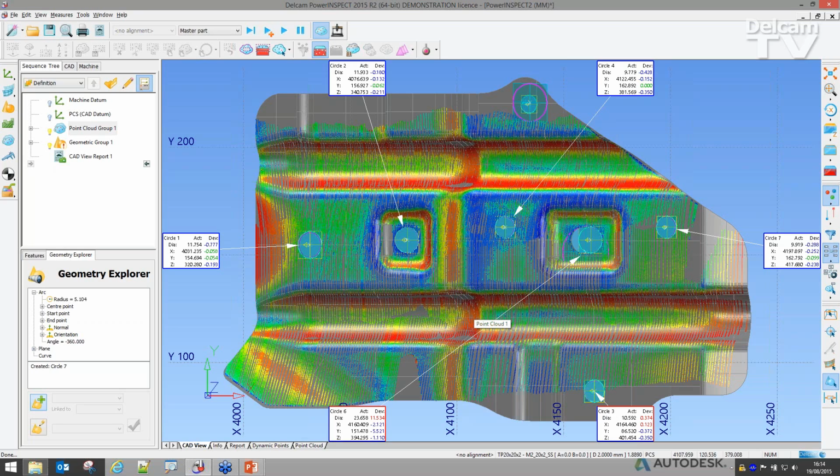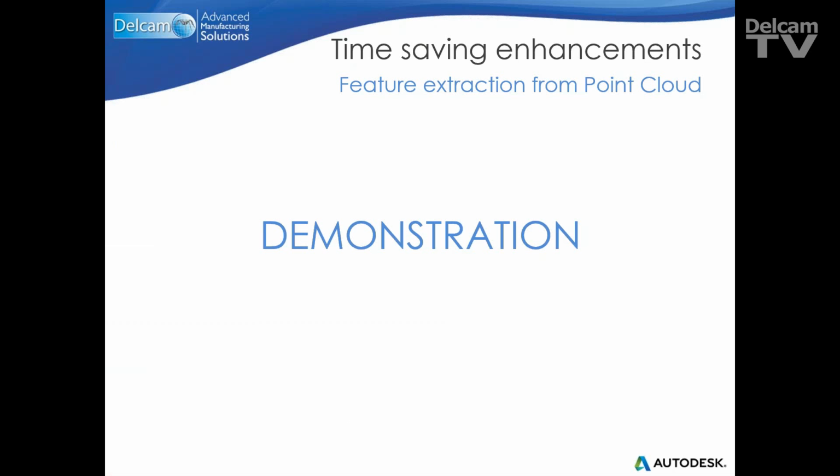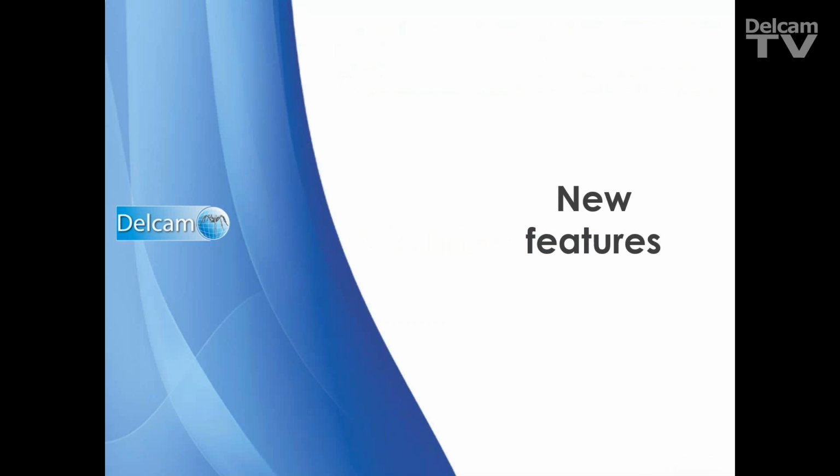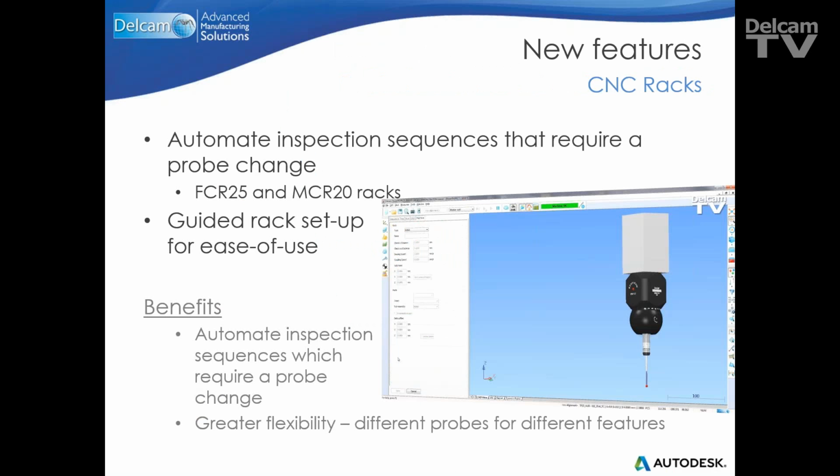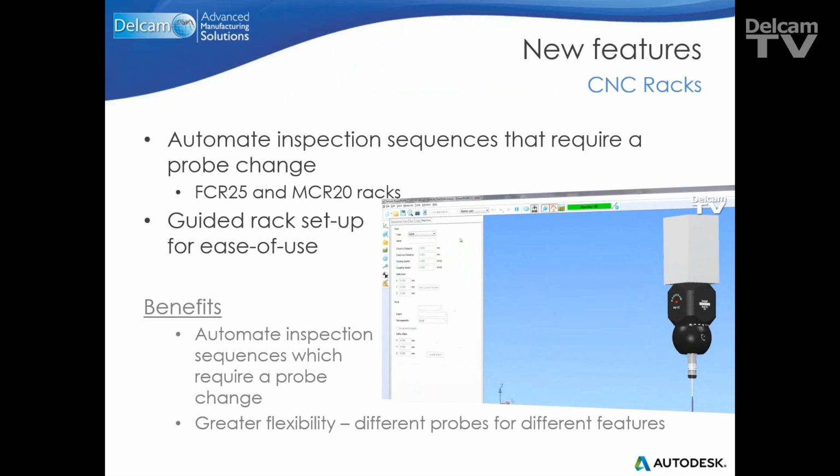Okay, so let's move on. Let's go back to our presentation for just a second, and we'll move on to some of the brand new features for 2015 R2. CNC Racks is something we're very excited about in 2015 R2. The CNC Racks area has been added to the Machine tab, and this then currently enables you to manage the MCR20 and FCR25 racks during any given inspection.